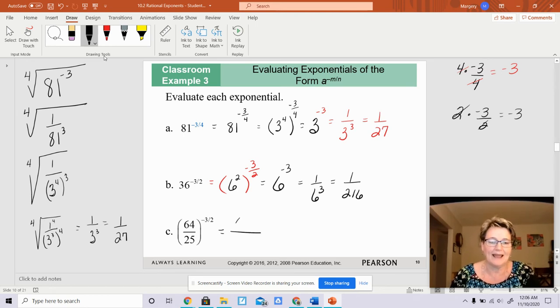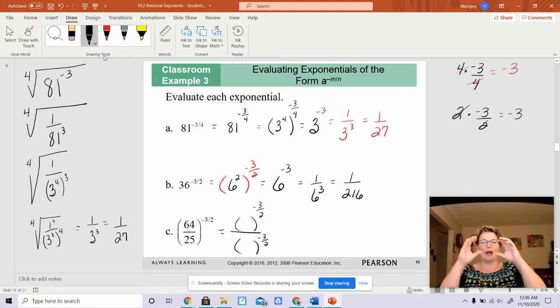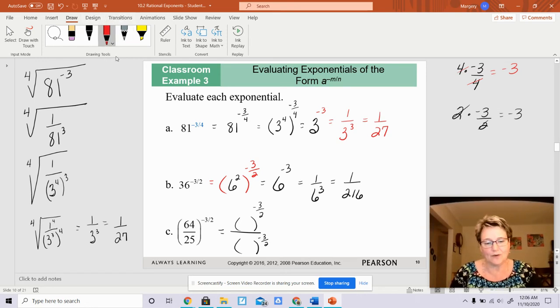First of all, I have 64 to the negative 3 halves, and I have 25 to the negative 3 halves. I broke it up into each, the numerator and the denominator. The outside portion is still negative 3 halves. Well, I know 64 can be broken down into 8 squared. 8 times 8 is 64. I know 25 is 5 squared. So this is really 25 and this is really 64. So I did nothing but manipulate.